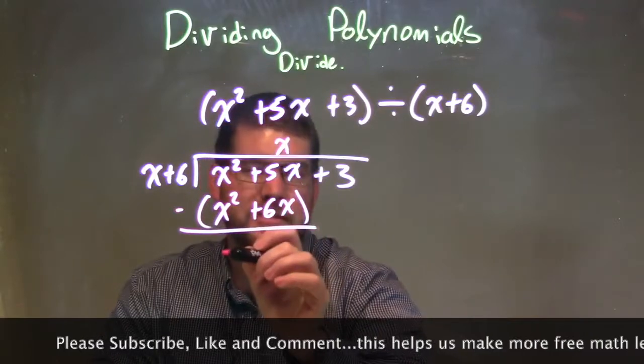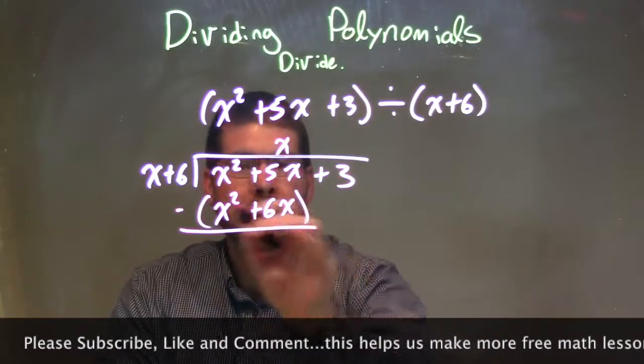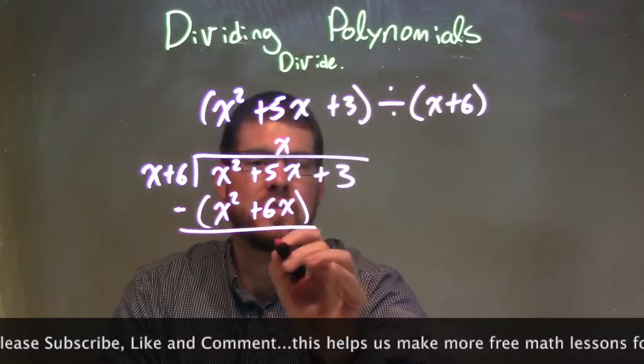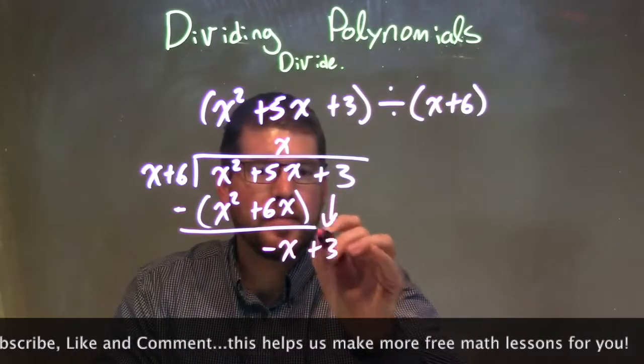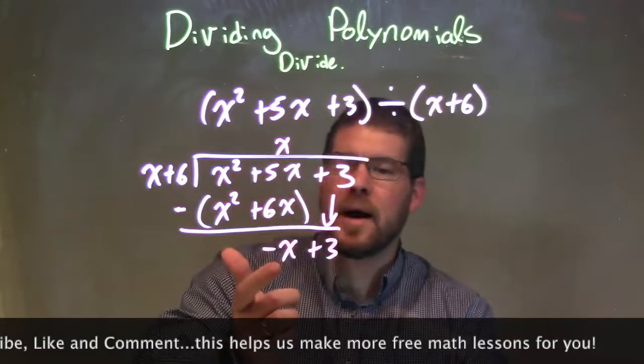X squared minus x squared is 0. Great. 5x minus, don't forget the minus sign, minus 6x is a minus x. Then we bring down the 3, the plus 3. Okay? So now we have a minus x plus 3.